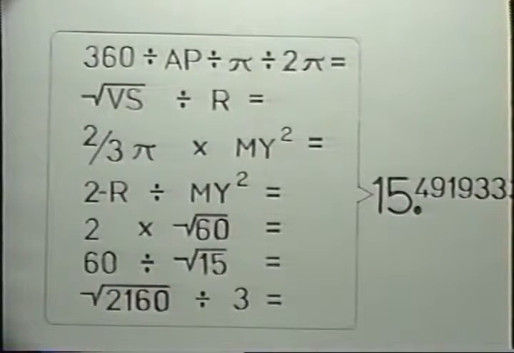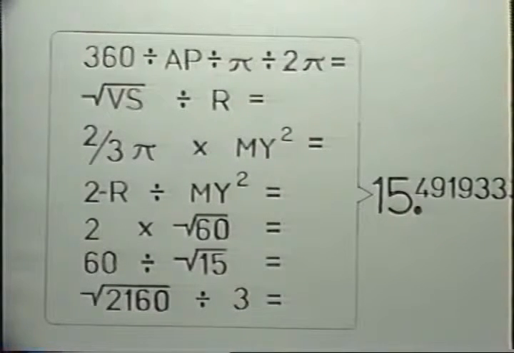here they are, all mixed up. The 360-degree base system, alternate pi, pi and double pi. The square root of the volume of the 360-degree sphere, the radian, 2/3 pi, the square of the megalithic yard, the double radian, the 2, 15, and 60 from Stonehenge, and even the square root of 2160.